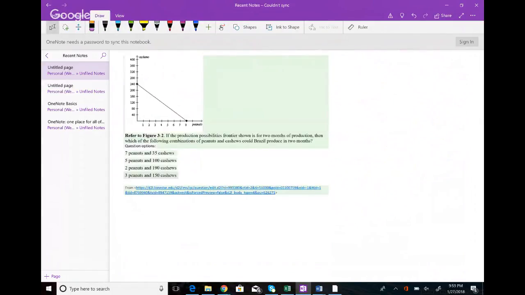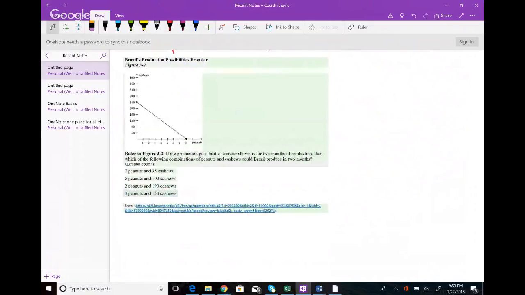Second one, same question, same graph. So suppose the production possibility frontier shows 2 months of production, then which of the following combinations of peanuts and cashews could Brazil produce in 2 months? Now, it's the same question, but it's asking differently. Before it was which one we cannot produce. This is asking for which one we can produce. So which is either inside the line or on the line.